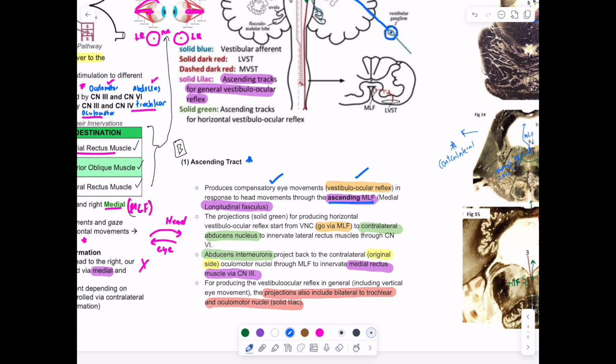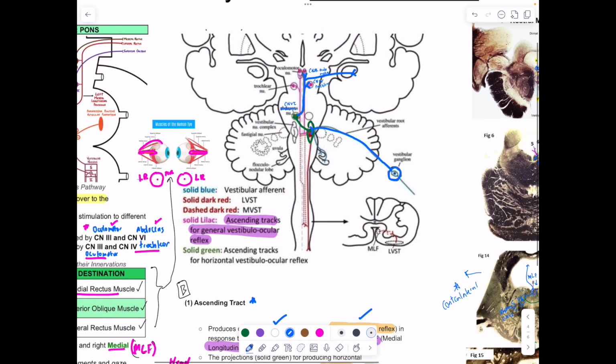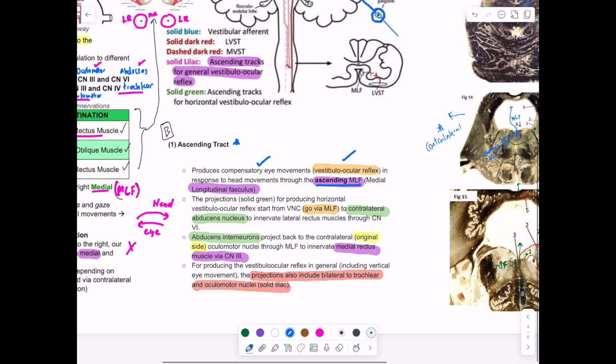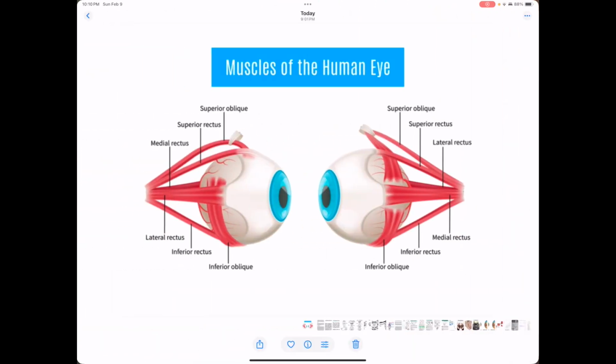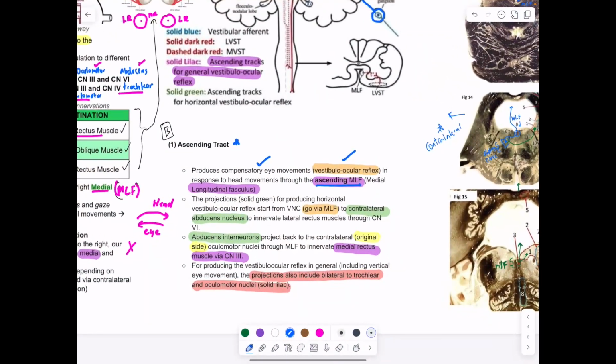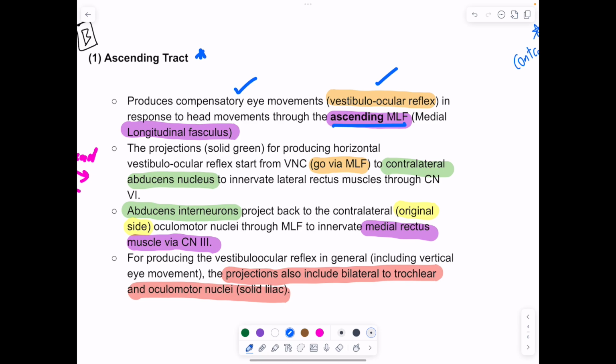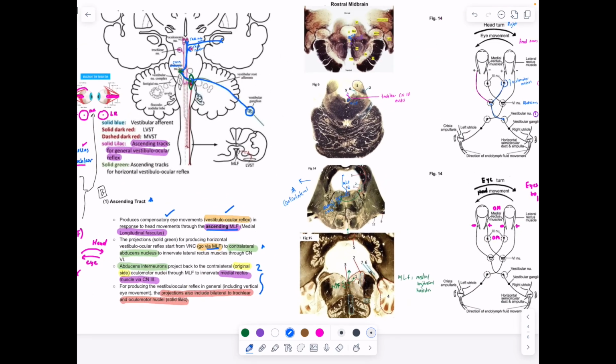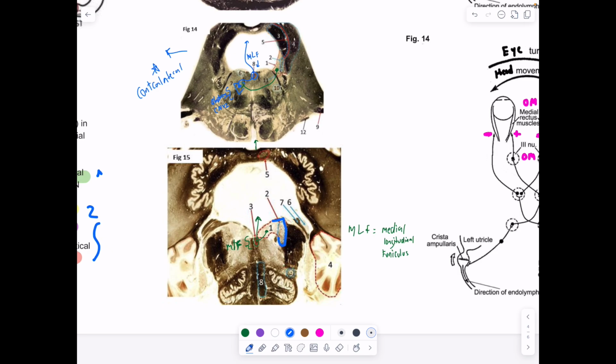through the ascending MLF, medial longitudinal fasciculus. All right, these guys going up. And the projections are producing horizontal vestibular ocular reflex via the MLF, and it's going to go contralaterally, and we've seen all of this. Okay, so let's just go ahead and see what this looks like. So what we have is, again, here's our friend vestibular nuclear complex, and we have innervation coming into that, and it's going to go ahead and synapse and then send up via MLF.